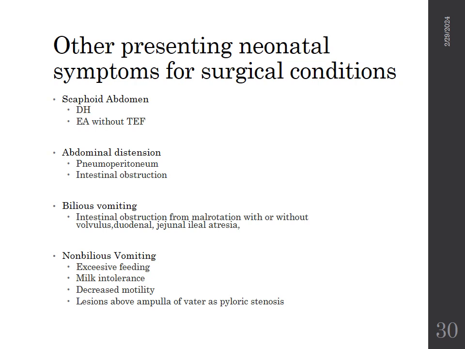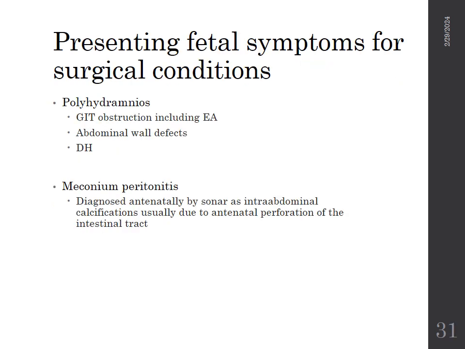As regards vomiting, we need to differentiate if it is bilious or non-bilious. With bilious vomiting, we need to consider intestinal obstruction, secondary to malrotation with or without volvulus. We need to consider duodenal atresia, jejunal atresia, ileal atresia. With non-bilious vomiting, we must exclude first the non-surgical causes, because these are very common and maybe even more than the surgical causes, such as excessive feeding. This is very common. Milk intolerance, decreased motility, and lesions above the ampulla of Vater such as pyloric stenosis.